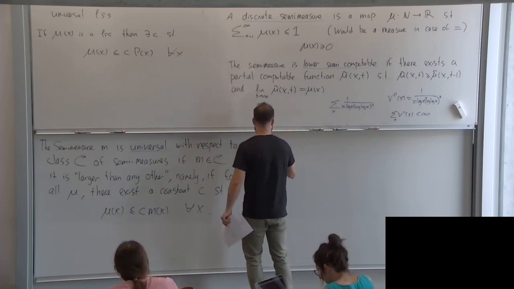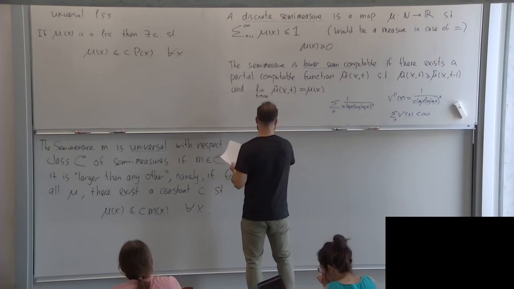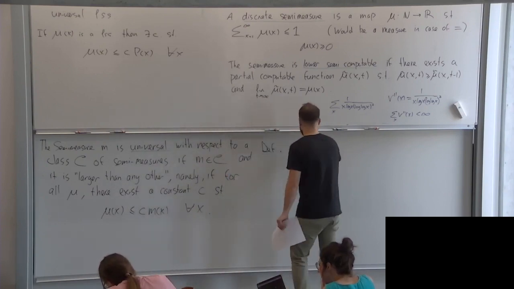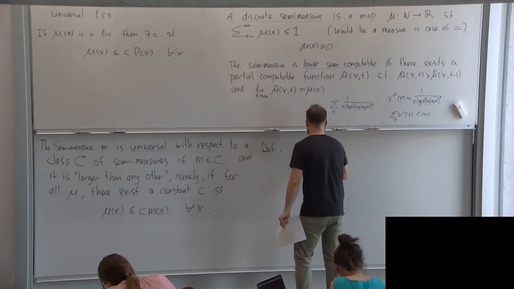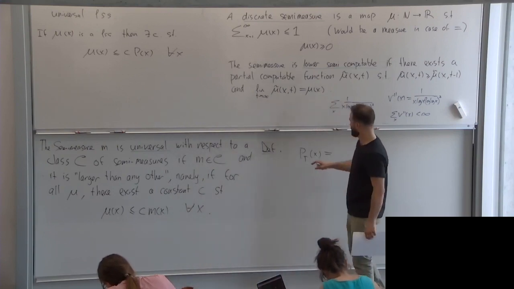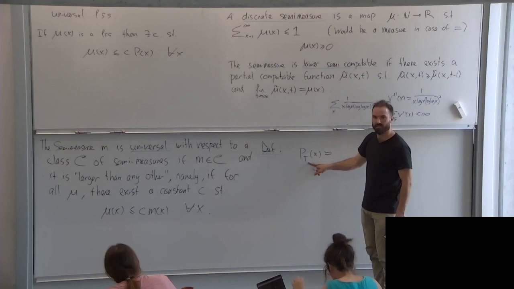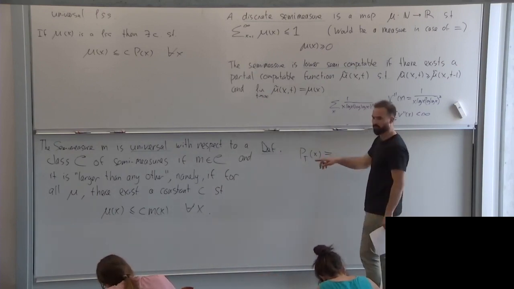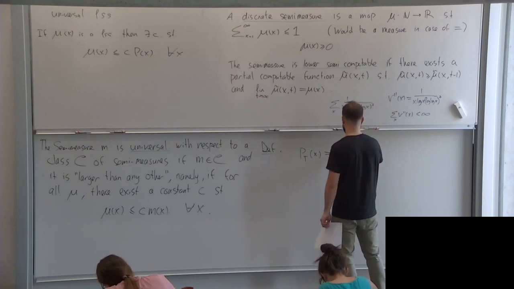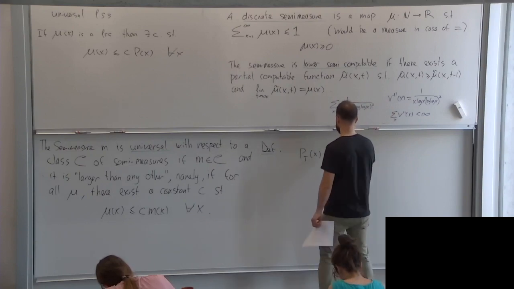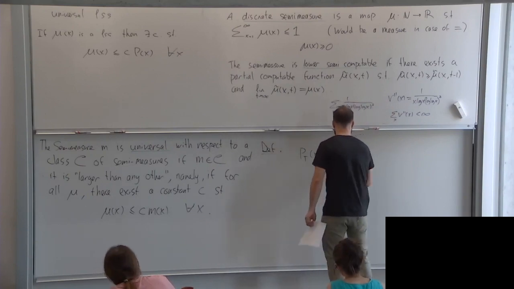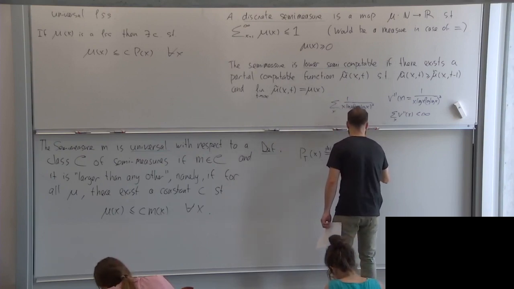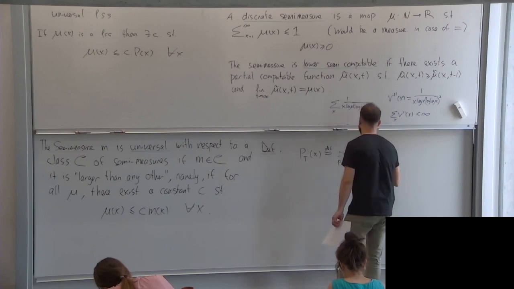Definition. P_T of x. Why not? We had this definition for the universal Turing machine. Why not have the P_T for some Turing machine T defined as the sum over all p's such that T of p equals x, of 2 to the minus length of p.